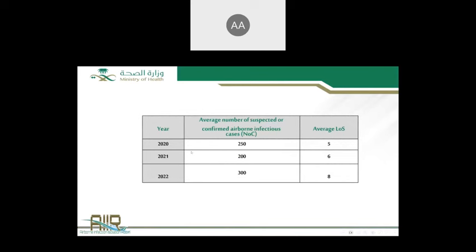In the beginning, as we mentioned before, we should calculate the data. We should have the average number of suspected or confirmed airborne infectious cases for the last 3 years. We have 2020 with 250, 2021 with 200, and 2022 with 300. The average length of stay, as you can see, is 5 for 2020, 6 for 2021, and 8 for 2022.